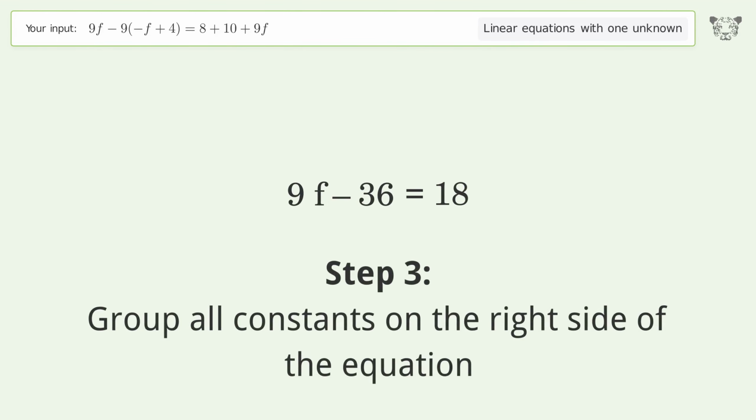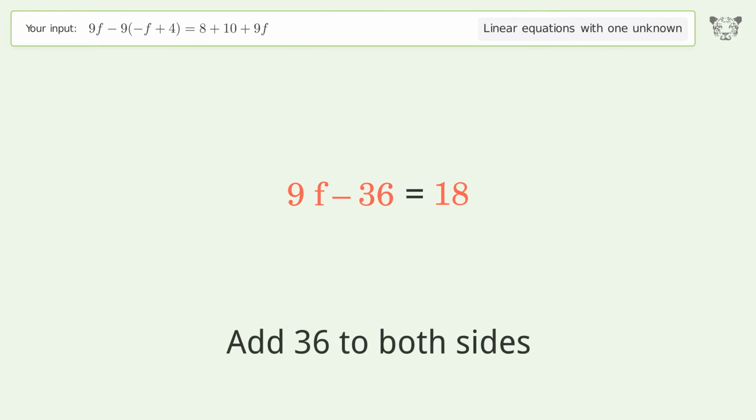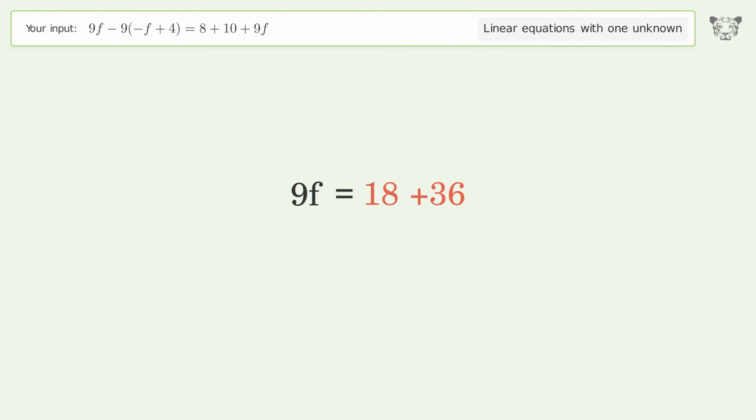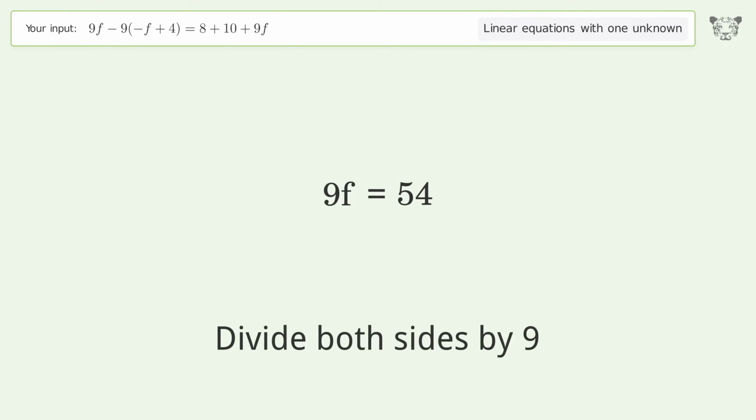Group all constants on the right side of the equation. Add 36 to both sides. Simplify the arithmetic. Isolate the f. Divide both sides by 9.